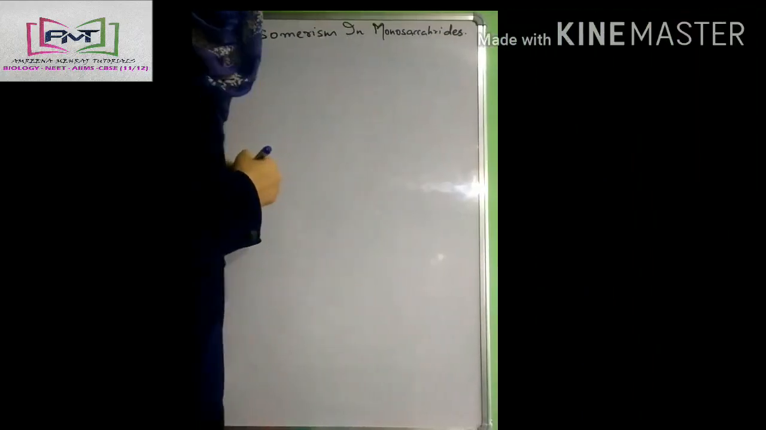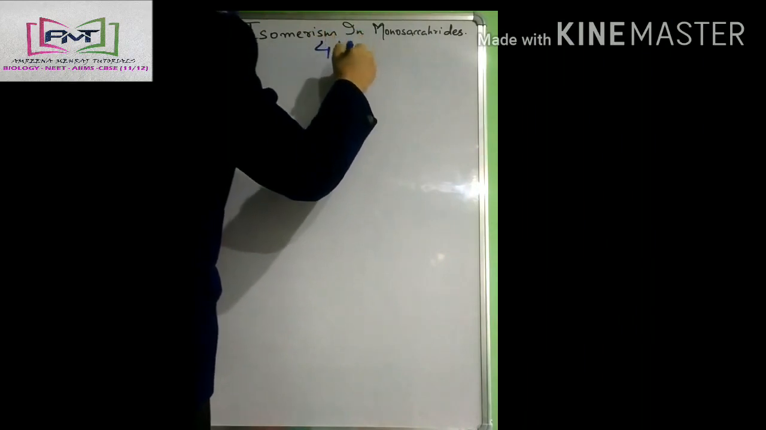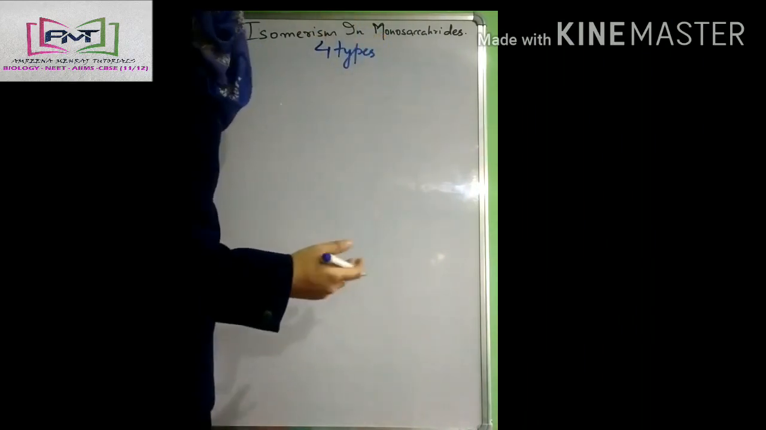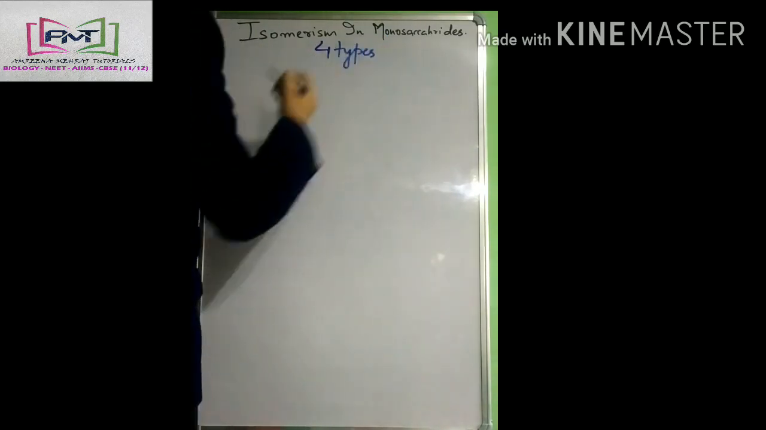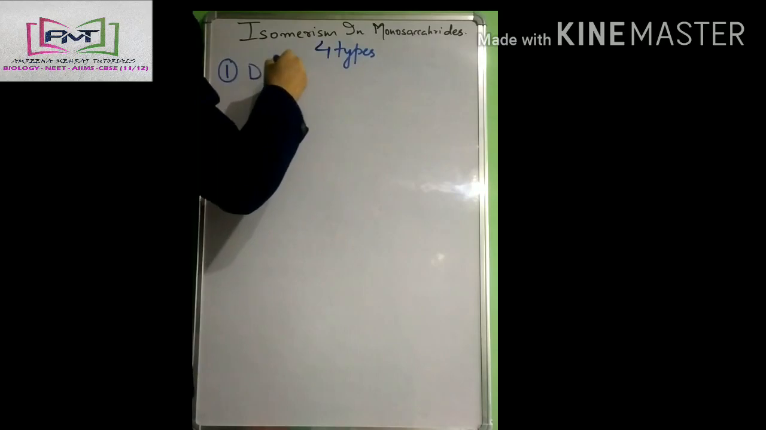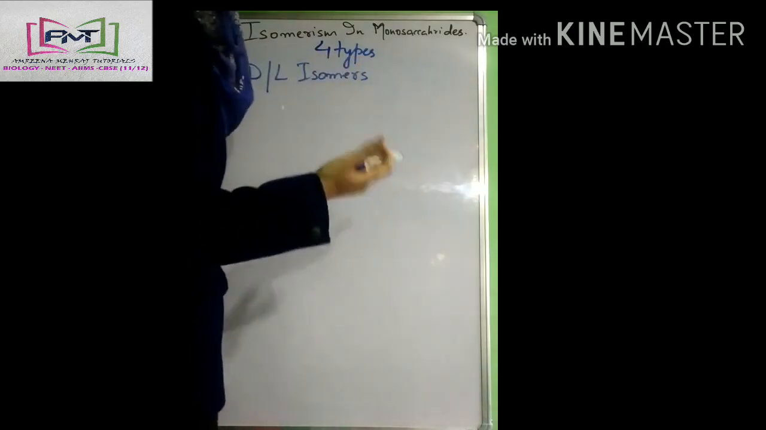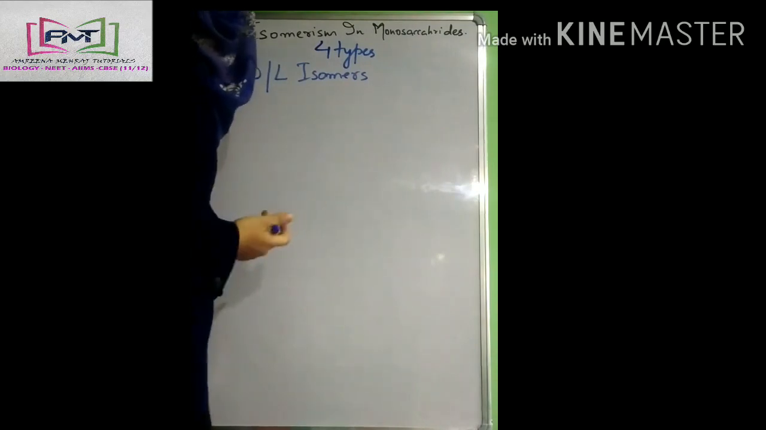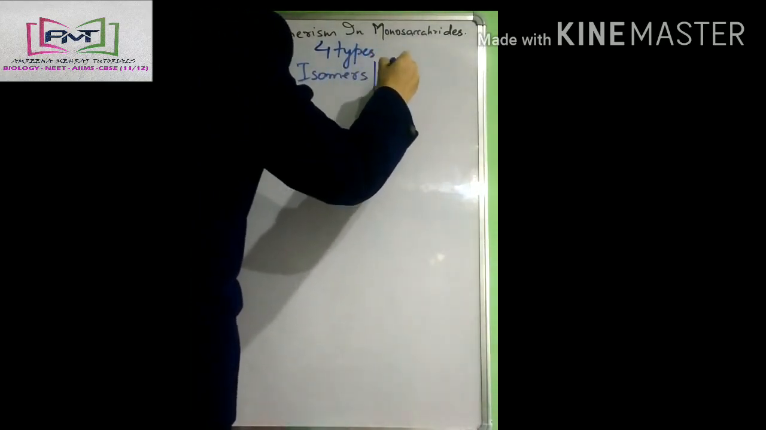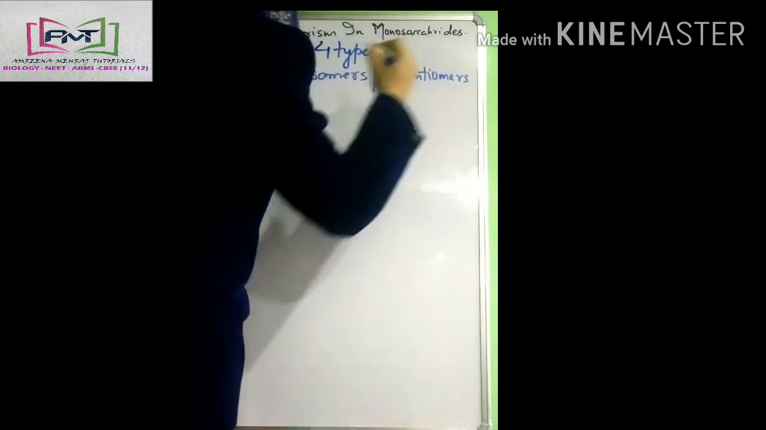Now see the isomers which are possible in monosaccharides. You will see 4 types of isomers here. Whatever we are going to study right now is going to help you in chemistry also. 4 types of isomers. Number 1 type is going to be D and L isomers. Usually students have a kind of phobia of these things, but I will make it very easy, I promise you that. D and L isomers are also called enantiomers.